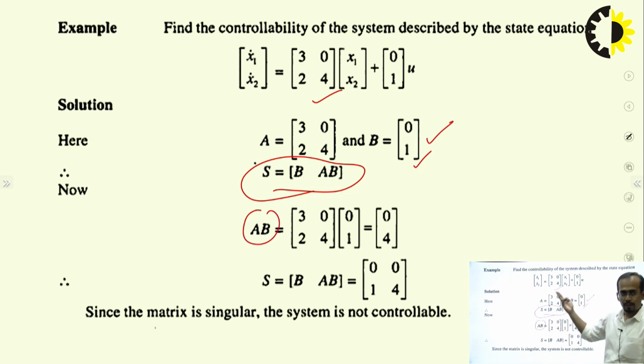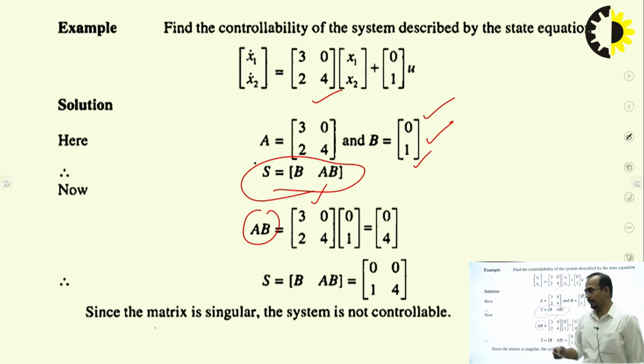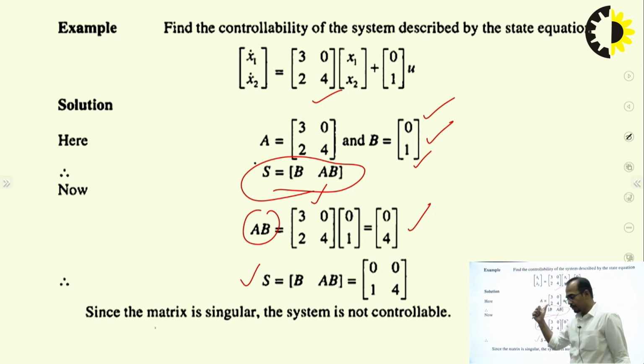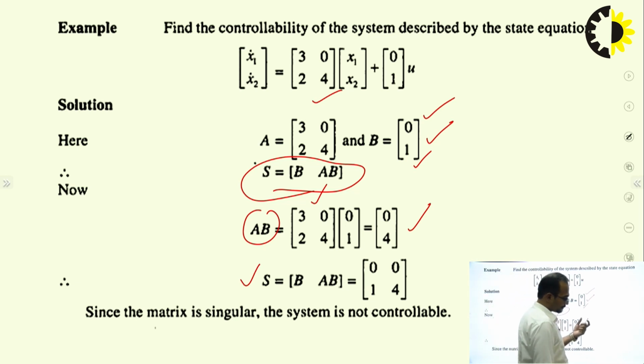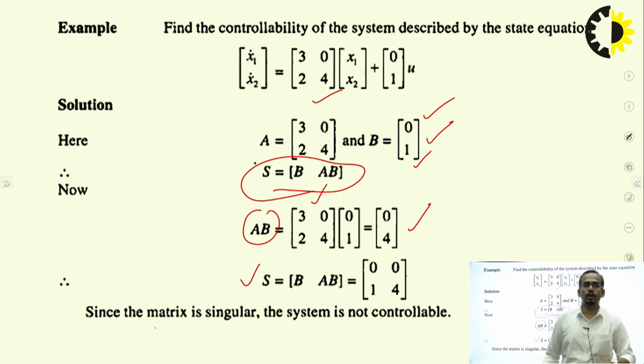We have to multiply the two matrices. A is a 2 cross 2 matrix and B is [0; 1]. After multiplying this, I will get [0; 4]. So the combined matrix S will be equal to [B AB], which gives [0 0; 1 4]. The number of non-zero rows gives the information about the rank of the matrix. Here one row is 0, so you can say the rank of this matrix is not equal to 2. Or you can see that this is a singular matrix. So this system is not controllable.